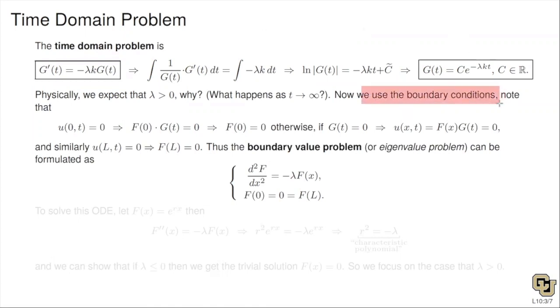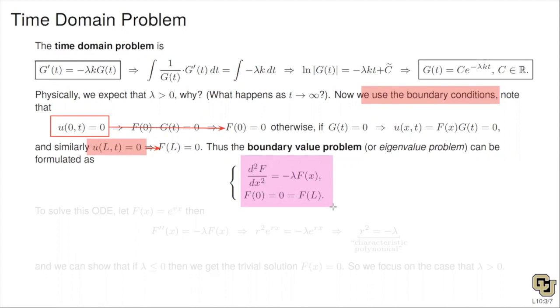And so the boundary conditions on U allow me to find boundary conditions for F, right? So the boundary conditions on U get translated to boundary conditions on the F function. And so now here's our eigenvalue problem, or the boundary value problem, that involves the ODE with the boundary conditions.